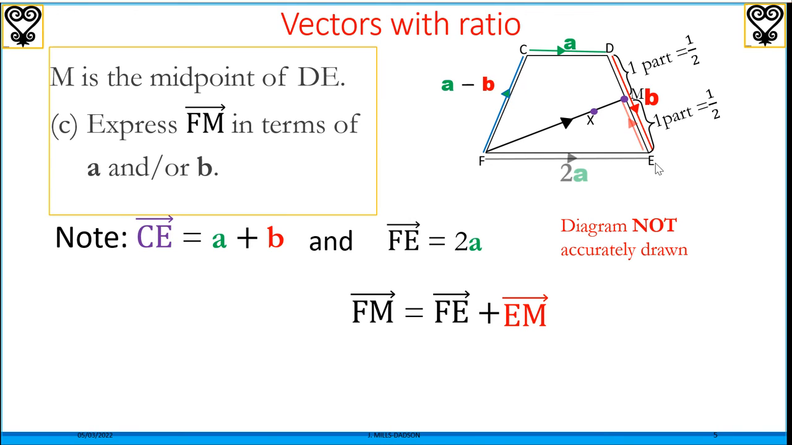So if I'm going vector EM, I'm going against the direction of vector B. So I won't just say half B. It has to be a negative half B because it's against the direction. So I now have FM as 2A minus half B. If you go this direction and you work it out, you realize you still have the same thing: A minus B plus A plus half B. When you simplify, you get the same answer.